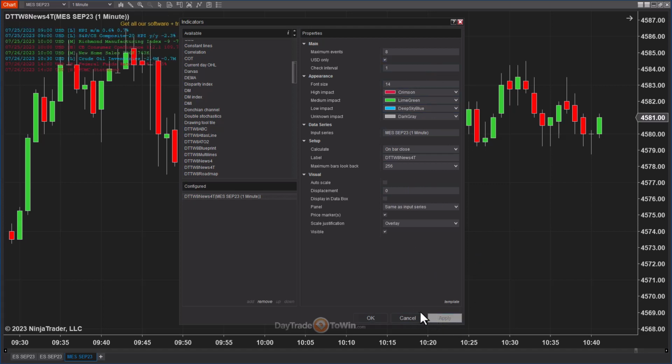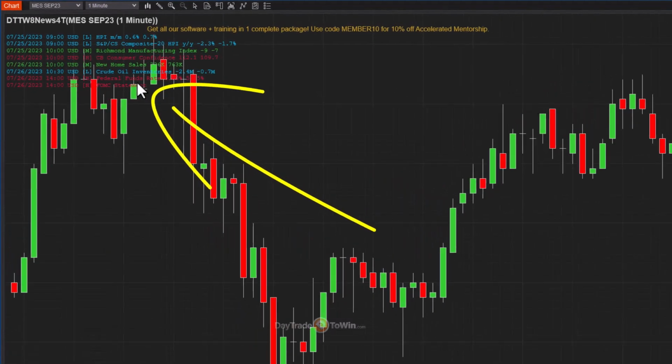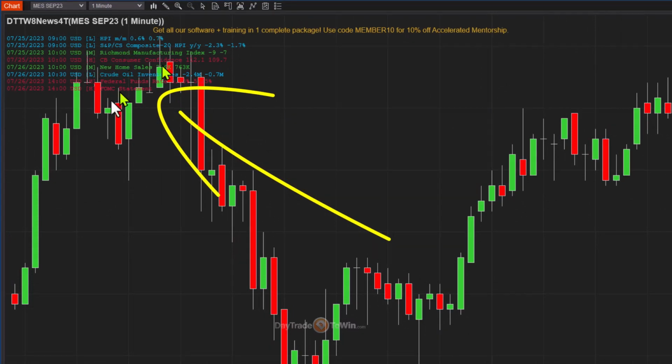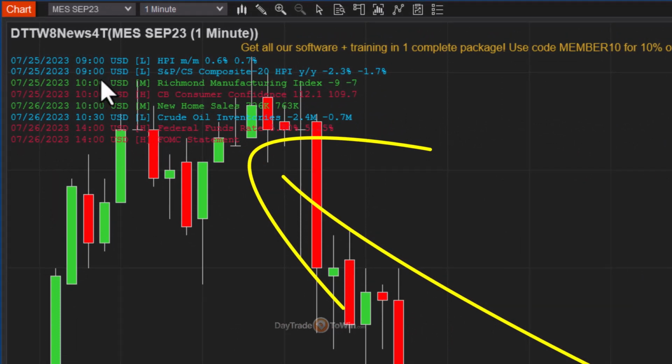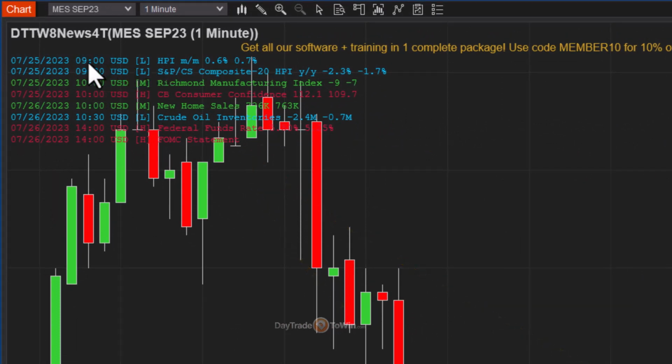Now when I click apply here, you're going to see on the top left hand part of the chart a list of news that are about to come out. So for today, July 25th, I know that there are some news events. What we want to focus on are the high priority, the red, and this will show you exactly what to watch out for and the time.